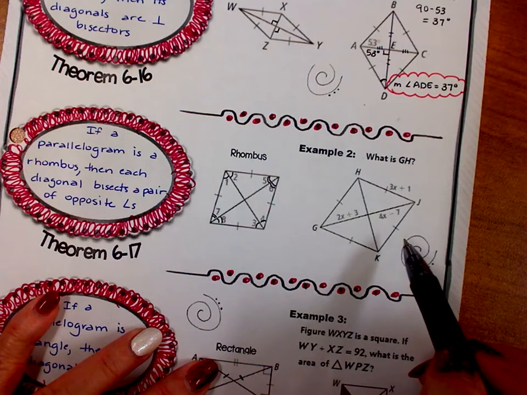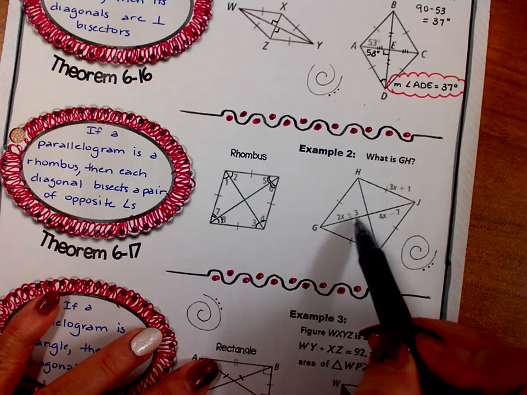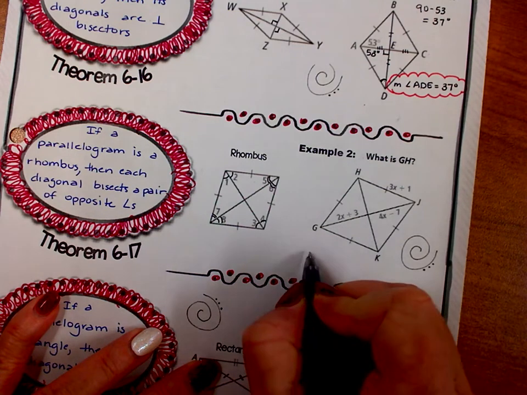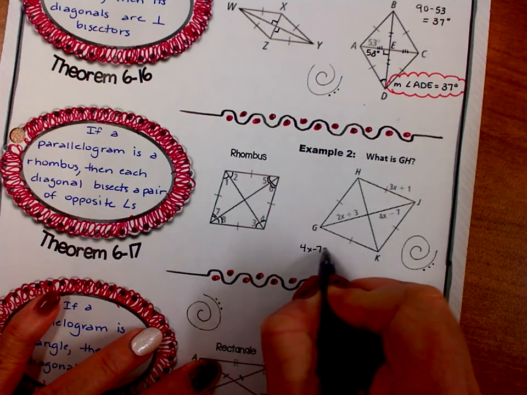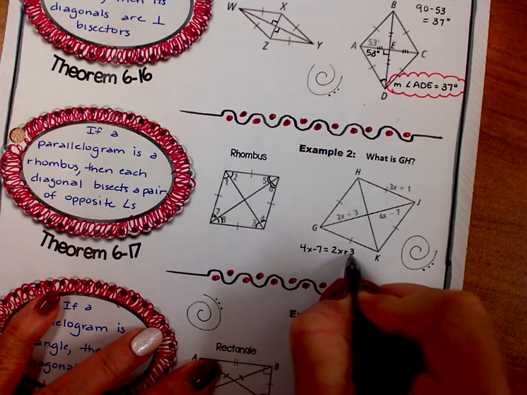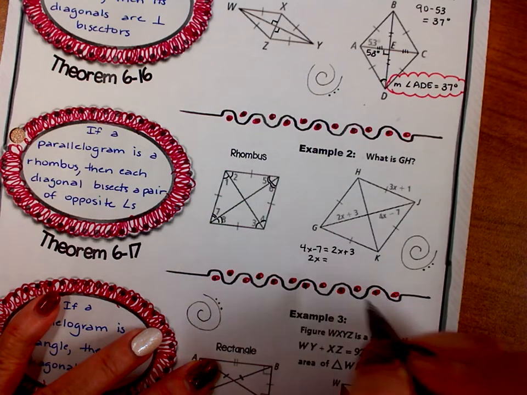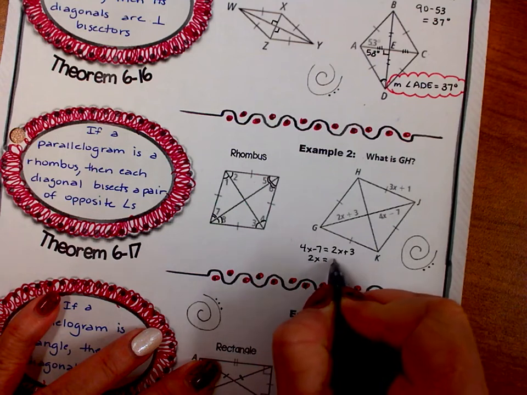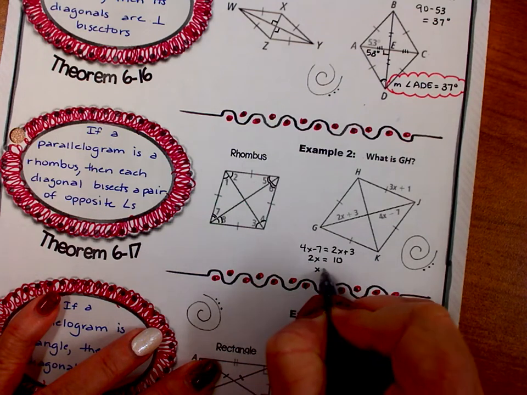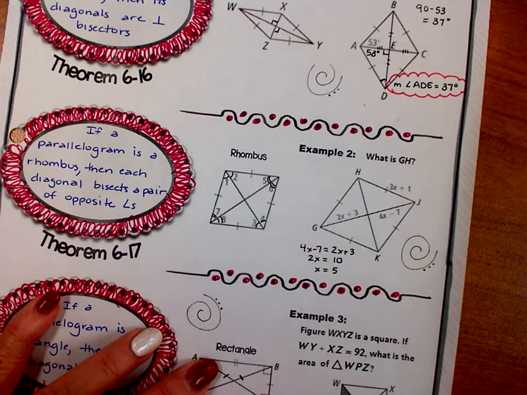Okay, so let's go ahead, since we know that these two are congruent, we're going to set those equal to each other. So 4x minus 7 is equal to 2x plus 3. Subtract 2x from both sides and we're left with 2x on the left. Add 7 to both sides and we're left with 10 on the right, which means that x is equal to 5.